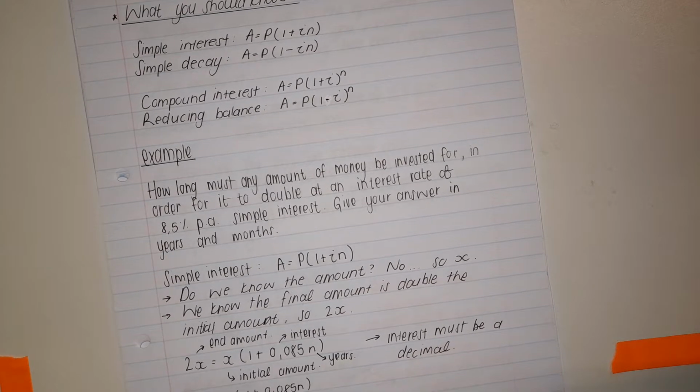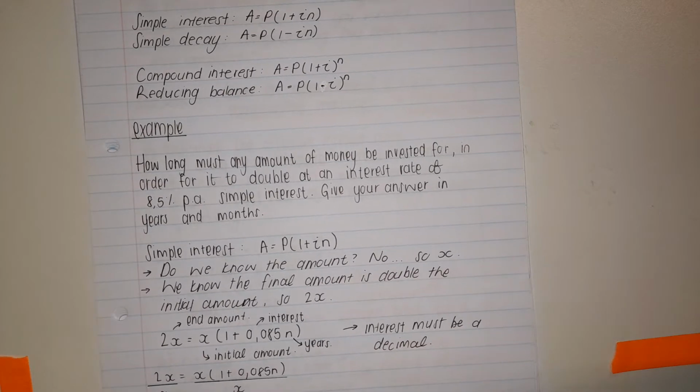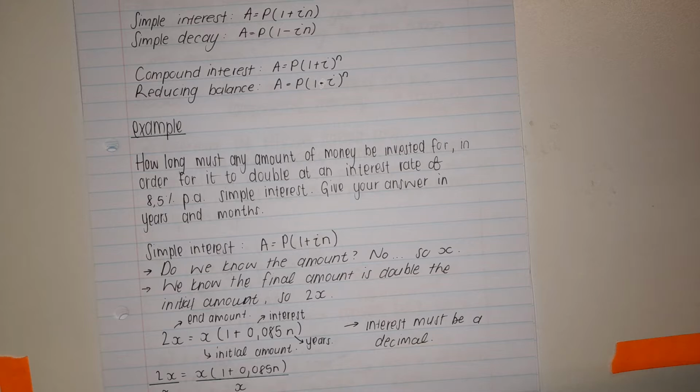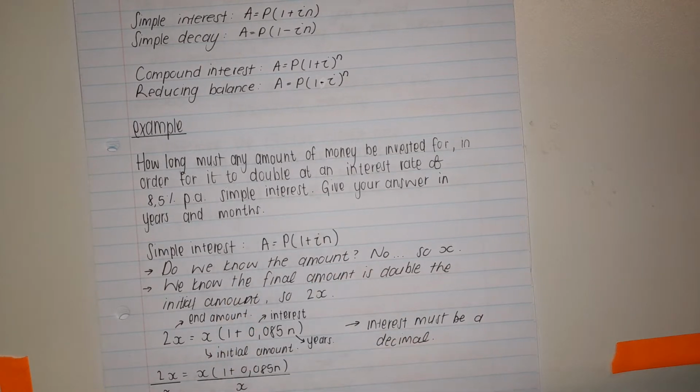Now, going into an example of those. This is a more advanced example, but it is a good one to keep in the back of your mind to know that they can ask you something like this. The example is: how long must any amount of money be invested for in order for it to double at an interest rate of 8.5% per annum? Simple interest. Very important, simple interest. Give your answer in years and months.